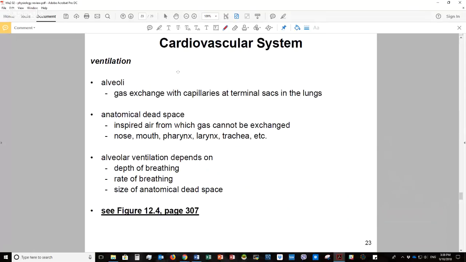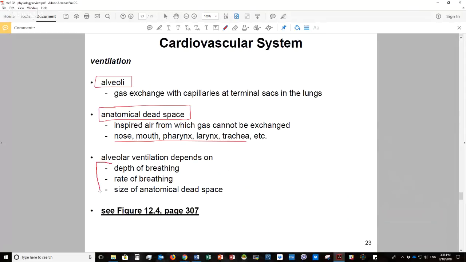So the alveoli, again, is where the capillaries come in. That's where the action takes place. The anatomical dead space is like the hallways. It's not used for anything except transportation. For your lungs and airways, it's the same: your nose, mouth, pharynx, larynx, trachea, all these areas, nothing happens. It just moves the air, just like the hallway. The only air that's going to actually see any action is in the alveoli.